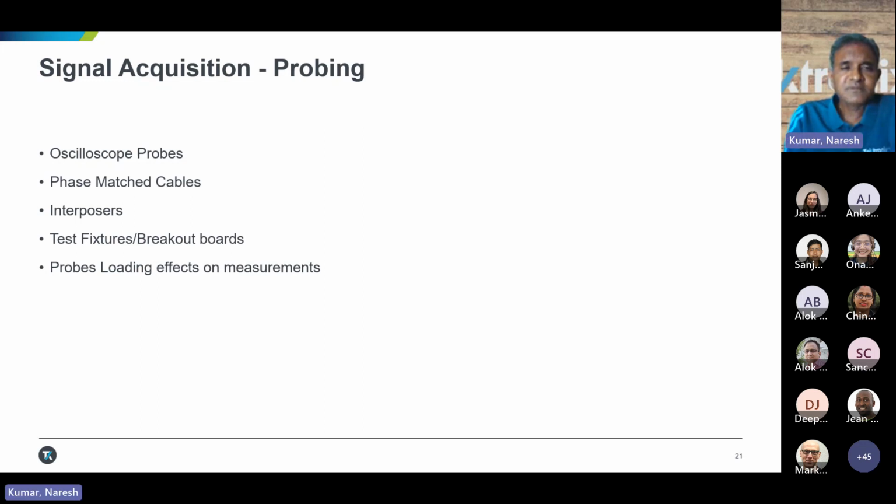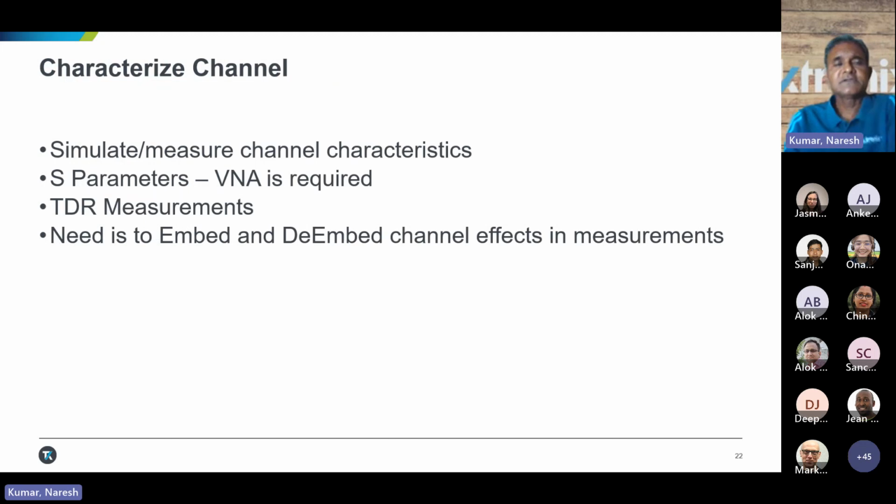Let me just move a little further. So how do you characterize a channel? What do you mean by channel? We talked about a channel being a combination of traces on a board, connectors, cables, or anything which comes in between once the signal comes out of a transmitter and till it's received at the receiver.